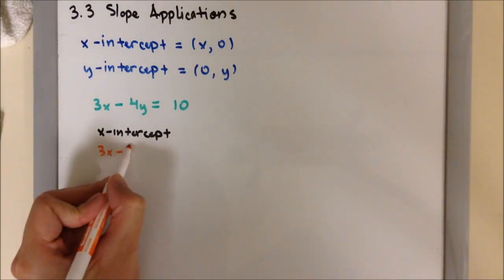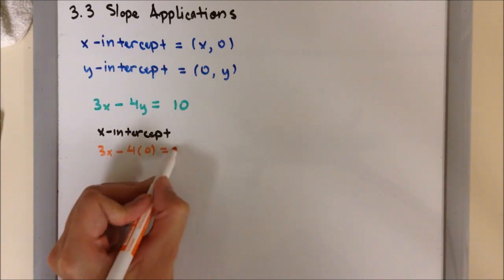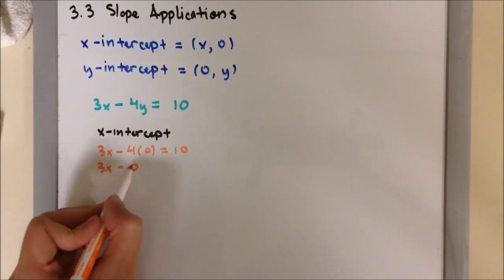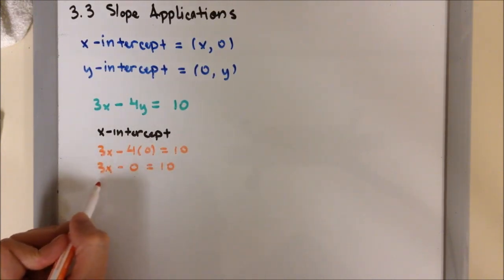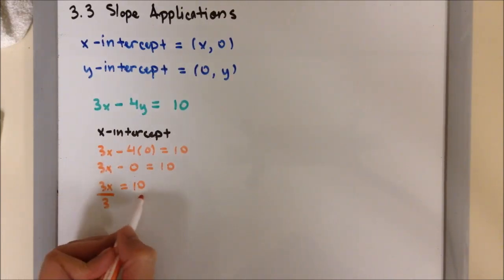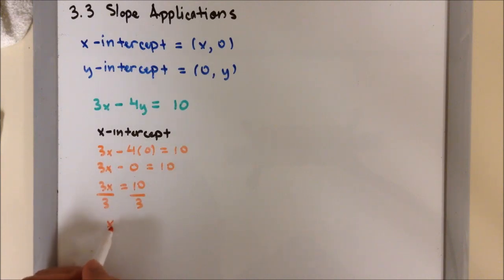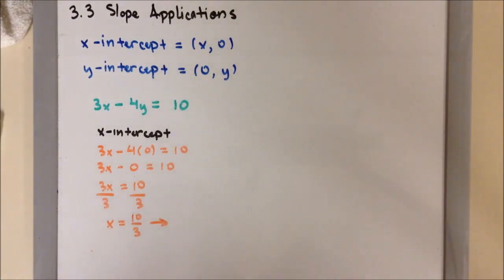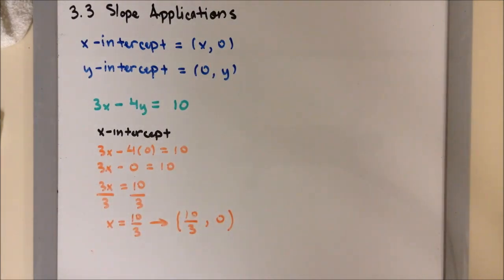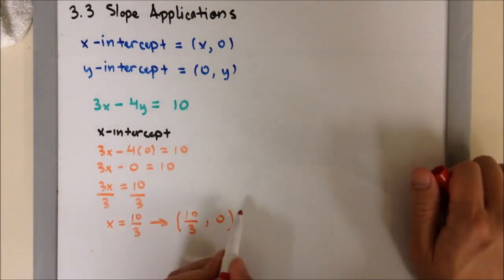3x minus 4 times 0 equals 10. So it's going to be 3x, -4 times 0 will be minus 0 equals 10, which will simplify into 3x equals 10. Divide by 3. So x will equal 10 over 3. Therefore, my coordinate of the x-intercept will be 10 over 3, comma 0, and that's my coordinate point. That would be my final answer.